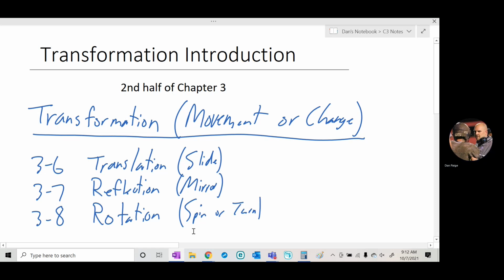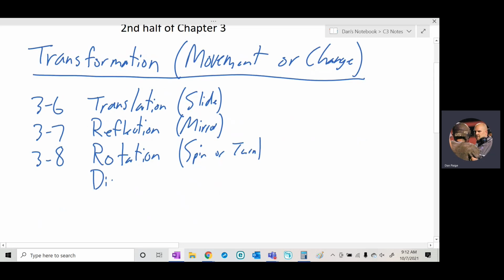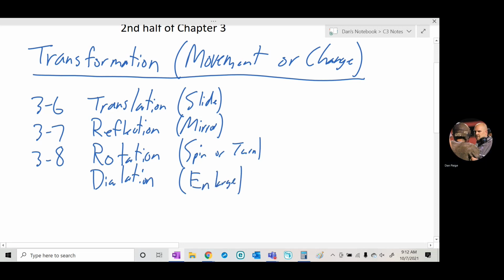The last one is dilation. I forget which one that is, but I'll have it on there. And dilation is to expand or contract, to enlarge or shrink. That's right, like your eye. Enlarge or shrink.